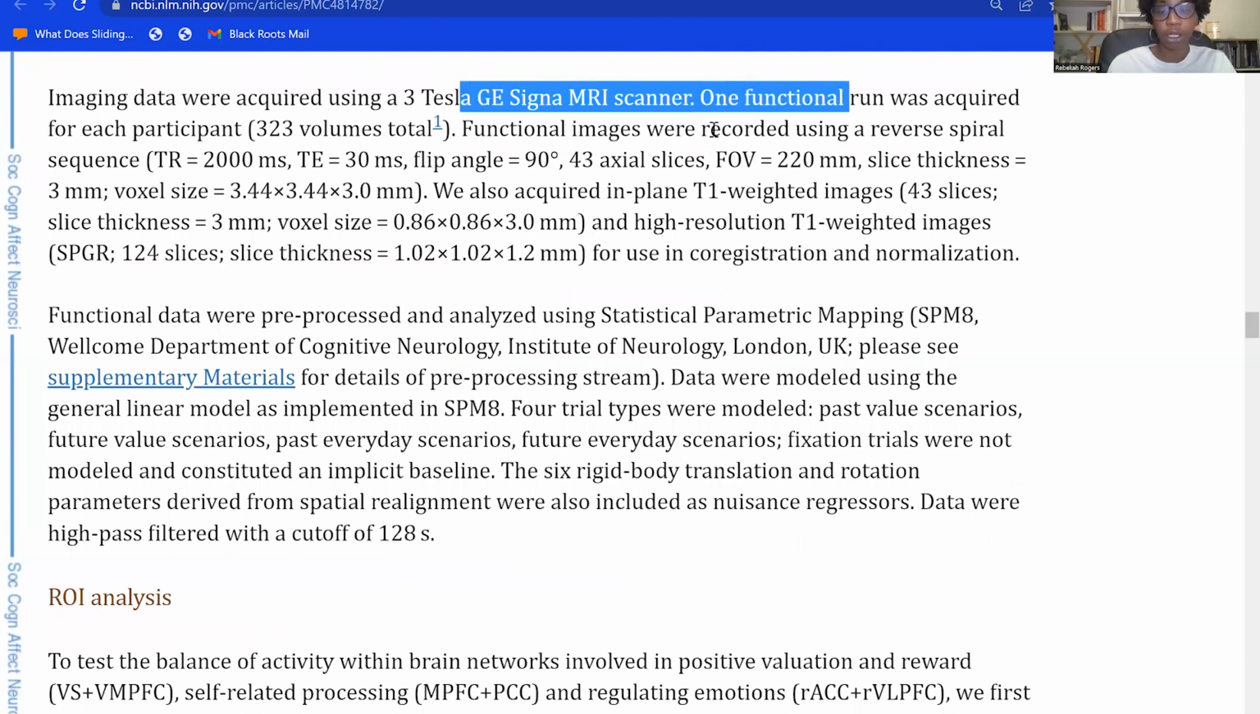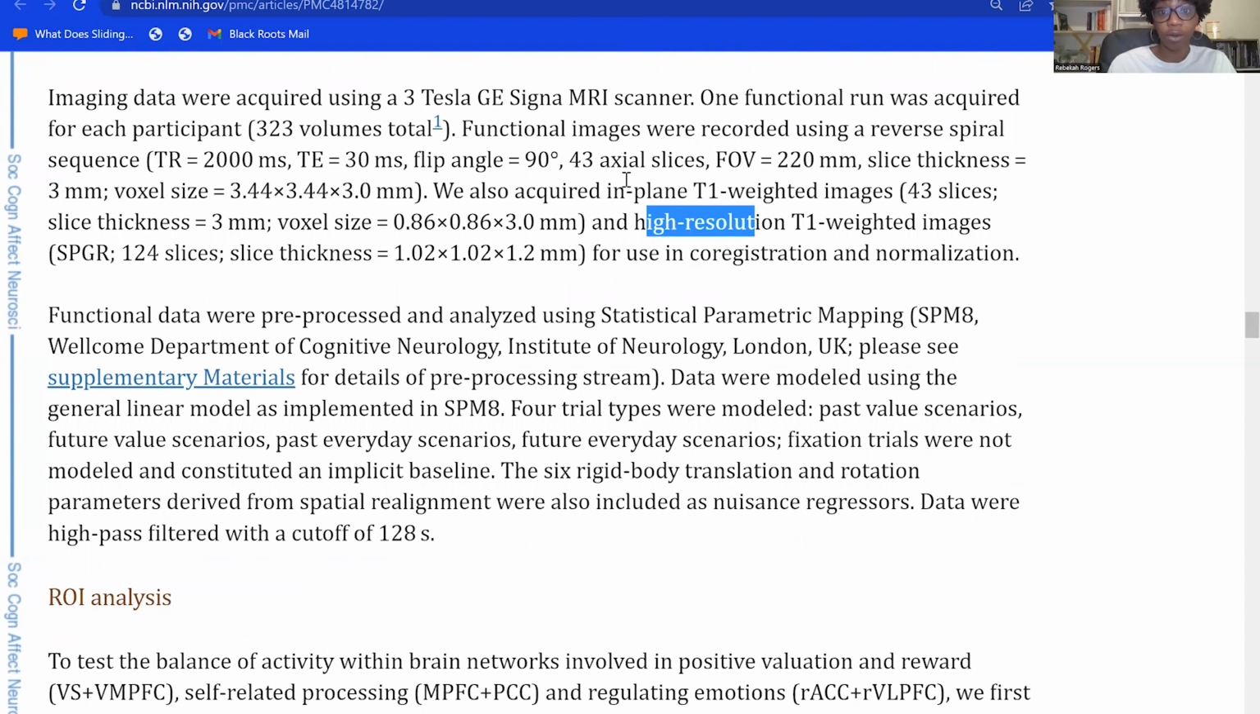Imaging, Tesla, scanner, whatever. The slice thickness, all of this, T1, in-plane T1, the high resolution T1, T2, all of that stuff is MRI details. I don't know very much about MRI details, but if I was going to create this research paper, I would probably partner with somebody who knows more about MRIs and how they work, and they would be able to explain this to me much better. I don't need to understand all of this to be able to analyze this article. Just taking notes that that's MRI details.